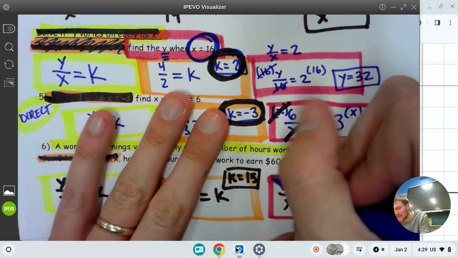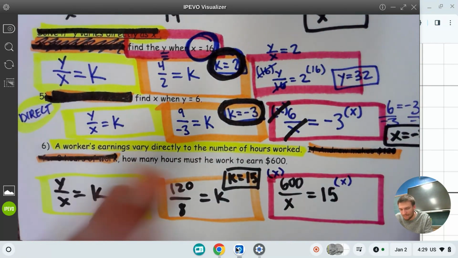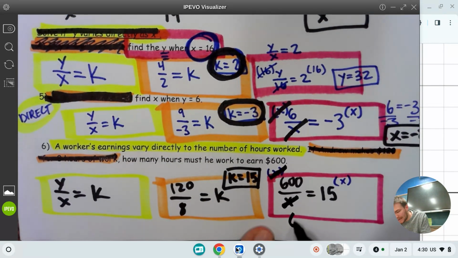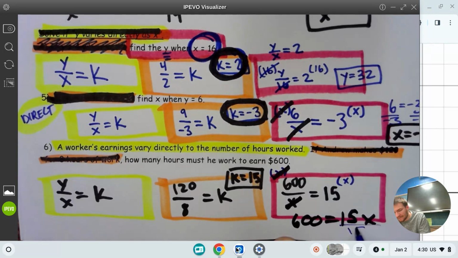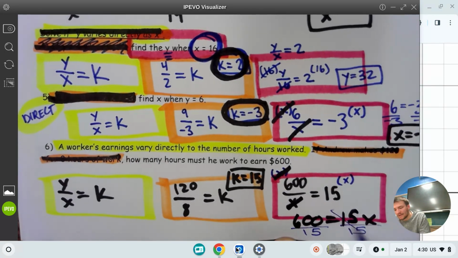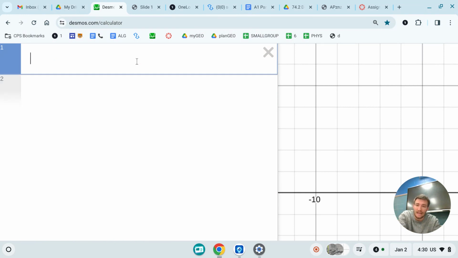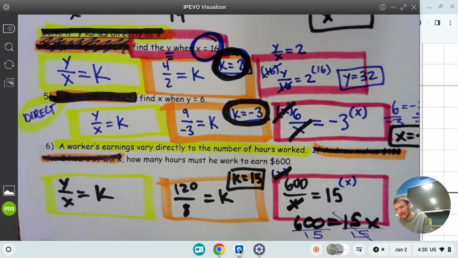Get rid of fractions. Times X times X. Okay, awesome. We multiplied by X. We got one on the bottom, one on the top. We got 600 equals 15X, and we're not done yet. X isn't by itself, right? Finish with divide, finish with divide. And what is 600 divided by 15? I have a feeling that it is 40. 600 divided by 15 is 40. All right, there you go.